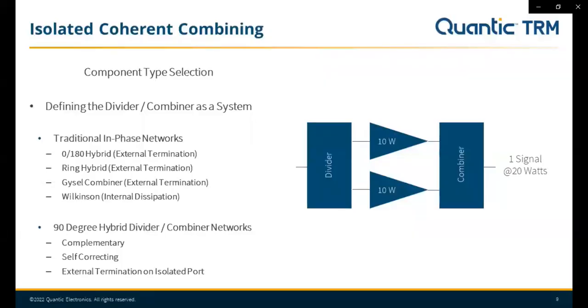So for isolated combining, the type of networks that we traditionally like to use are hybrids. And hybrids are really nice for several reasons. First, you have a 50 ohm termination to ground, which from a thermal management standpoint is very nice. It actually controls the heat that gets generated in a very effective manner. So we can use a 180 hybrid or Magic T, and we terminate the delta port. All that differential energy goes to the delta port, the sum energy all goes out the sum port.